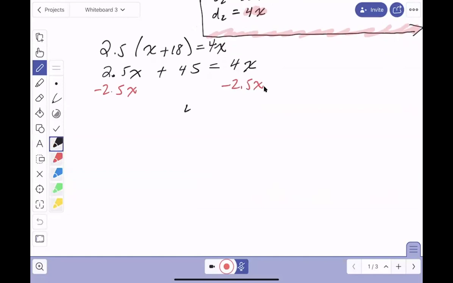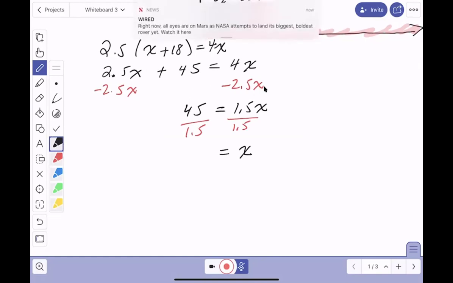What do you give here? 45 equals, what would that give you? That gives you 1.5x, right? What am I going to do now? Divide both sides by 1.5. And again, I make mistakes, I know that, but I think I can figure this one out. 1.5 divided by 1.5 is 1, and 45 divided by 1.5 would be, let's see, that would be 30.